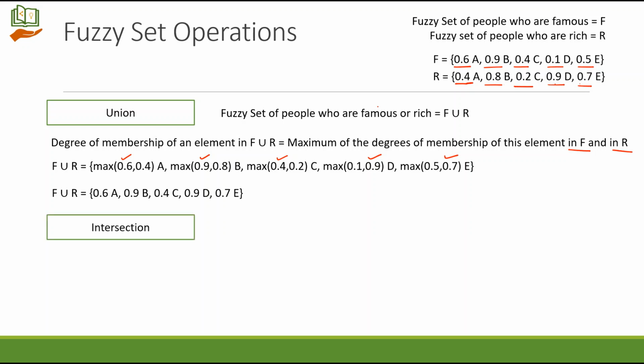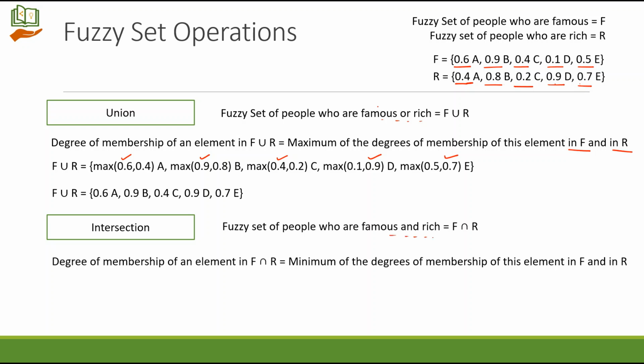Now we will move on to the intersection operation. Whenever we have the maximum function in union, what should be the case? We will have the minimum function in intersection. What is the intersection concept here? The fuzzy set of people who are famous as well as rich. So this can be taken as F intersection R. So union is famous or rich and intersection is famous and rich. The degree of membership of an element in the intersection operation will be the minimum of the degrees of membership of this element in F and in R.